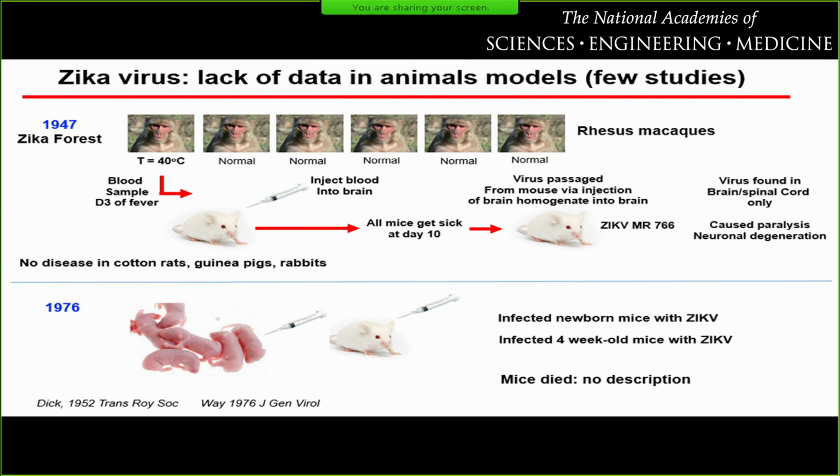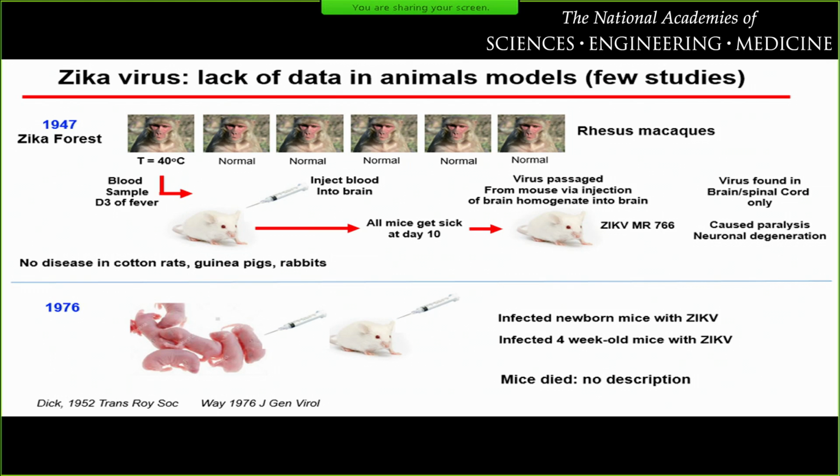And so what do we know about animal models? Well, Scott alluded to the 1947 to 1950 studies where it was originally isolated. There were 6 rhesus macaques in the towers. One of them became febrile. A blood sample was taken and then injected into mice into the brain, and this led to a number of mice getting sick, and then the virus was packaged.